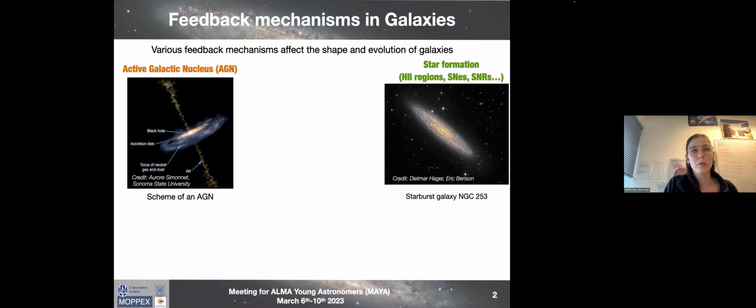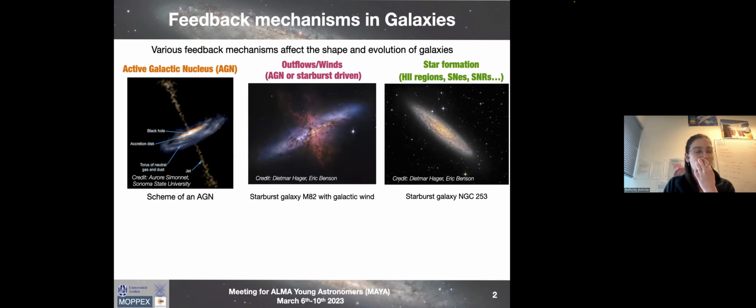And also one of the other main feedback mechanisms is the large-scale outflows and winds that we can find in galaxies, no matter if they are driven by AGN or starburst. As you can see in the example of the starburst galaxy M82, it's the large-scale galactic wind that we can see.